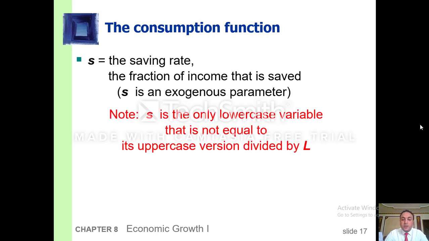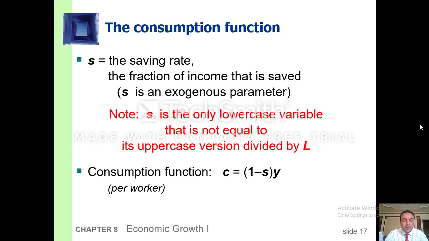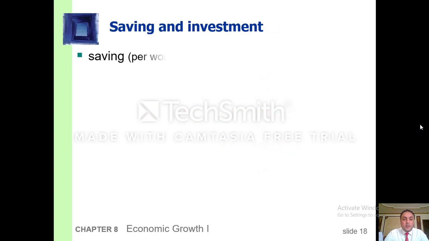So s is the only lowercase variable that is not equal to its uppercase version divided by L. As for the consumption function here, consumption per worker equals 1 minus s, the saving rate, multiplied by the output per worker. We can see here the relation between saving and investment, as we saw in chapter 3. The saving per worker equals the output per worker minus the consumption.